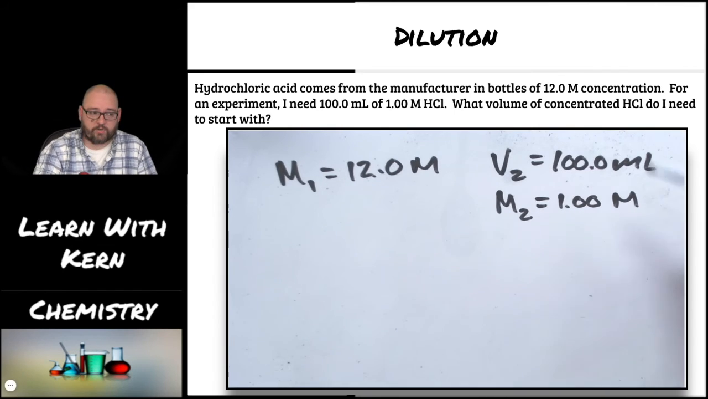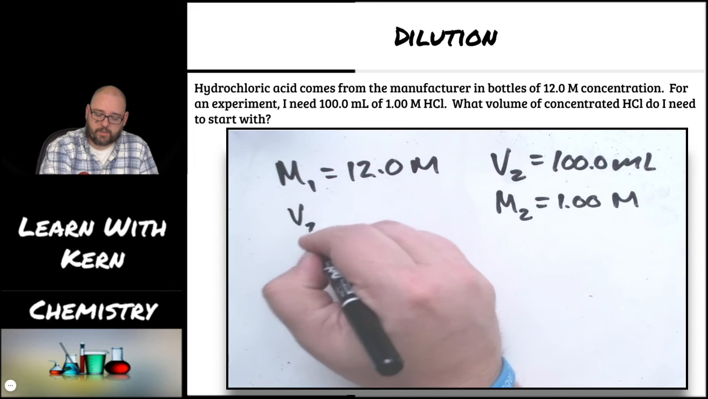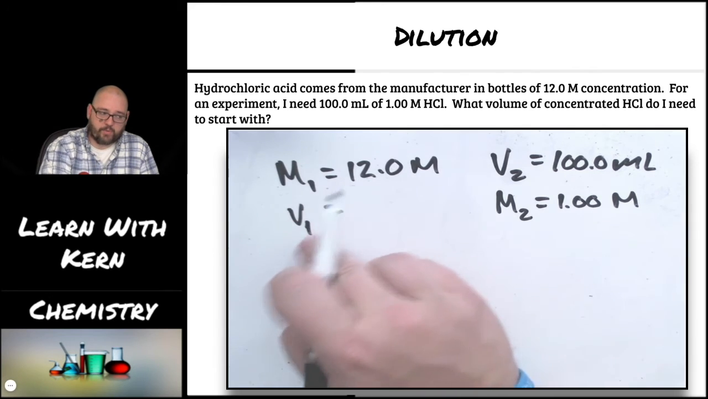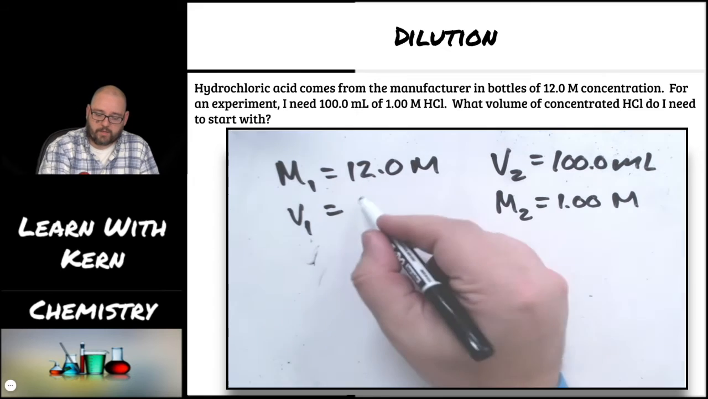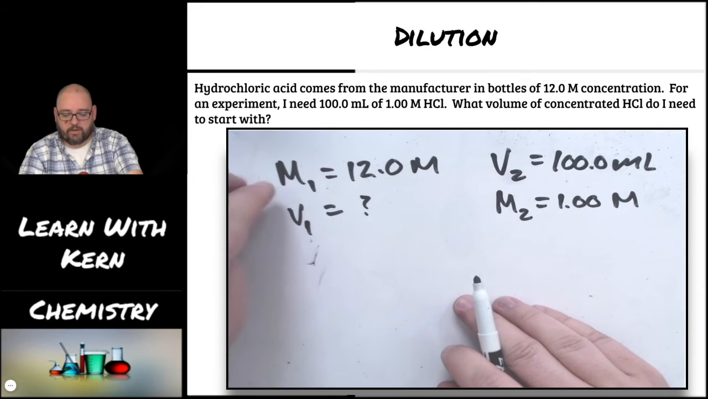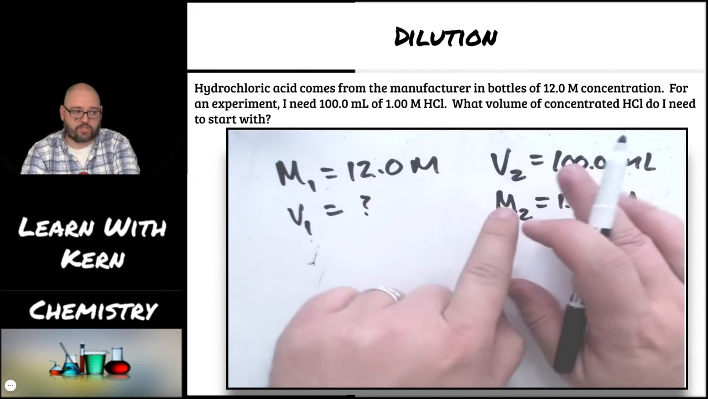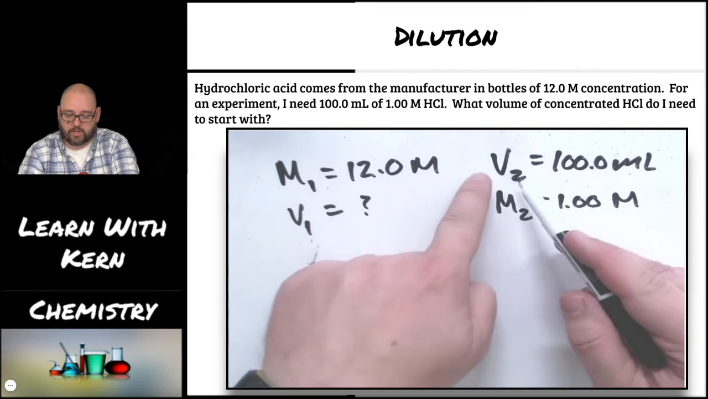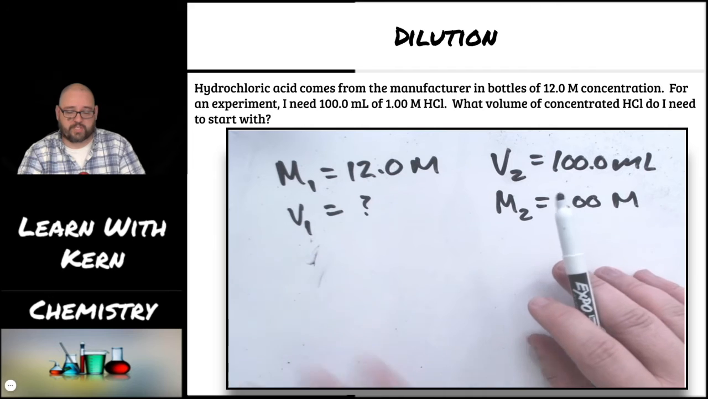So I need 100 milliliters of 1 molar hydrochloric acid. What volume of my concentrated solution am I going to need? So notice I called this M1, so I had to pay attention to the words to figure out which volume and which concentration go together.